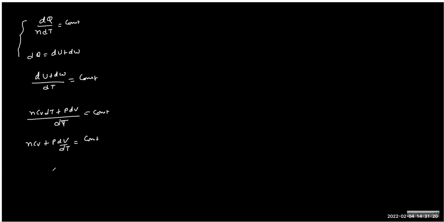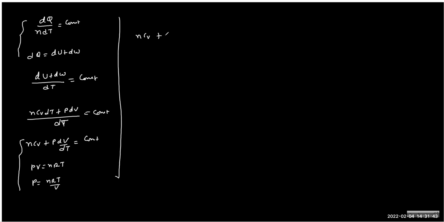and this you need to simplify further. So you can use the ideal gas equation P equals nRT by V, and therefore P you can replace by nRT by V, right? So using these three equations, you can again get n Cv plus nRT by V, dV by dT equals again a constant.